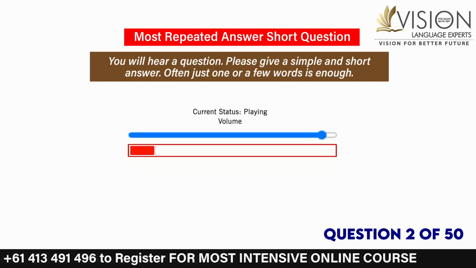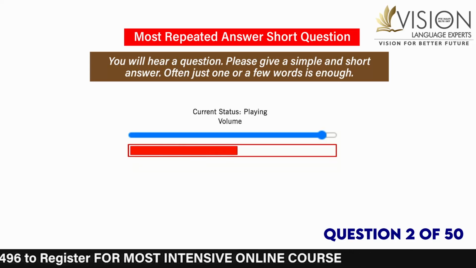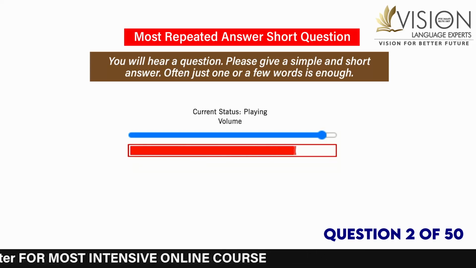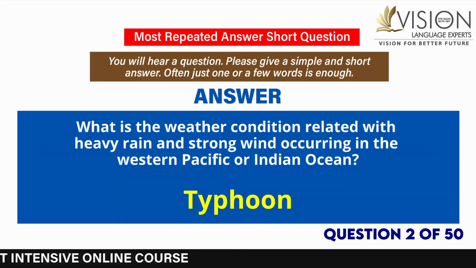What is the weather condition related with heavy rain and strong wind occurring in the Western Pacific or Indian Ocean? Typhoon.